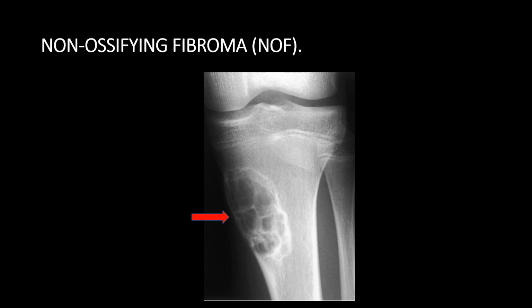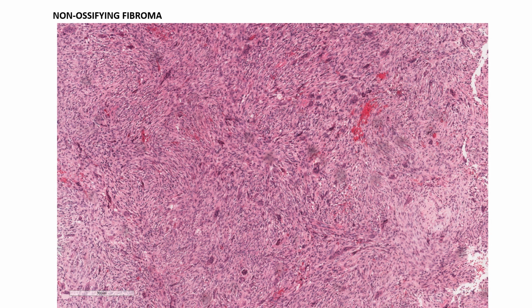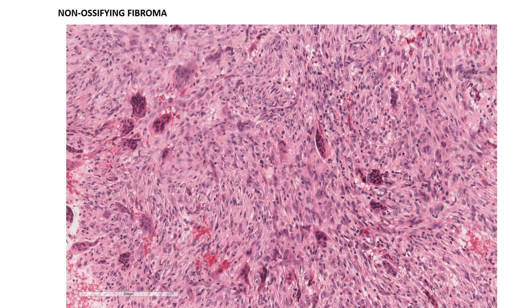This X-ray film shows NOF as an eccentric, well-defined, lobulated lytic lesion with a sclerotic border centered within the metaphyseal cortex of the proximal tibia, highlighted with the red arrow. So this is a low-power view of non-ossifying fibroma showing proliferation of blunt, spindle-shaped cells arranged in a whorled, storiform growth pattern with a variable number of scattered multinucleated osteoclast-like giant cells.